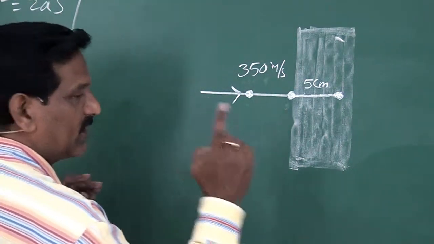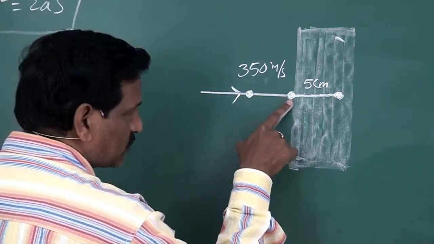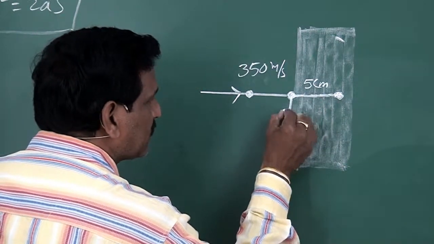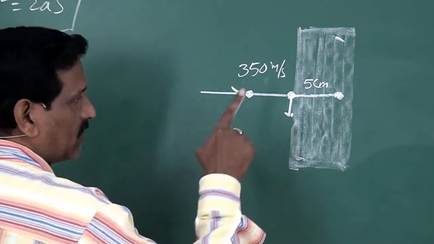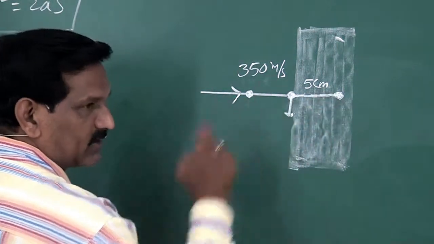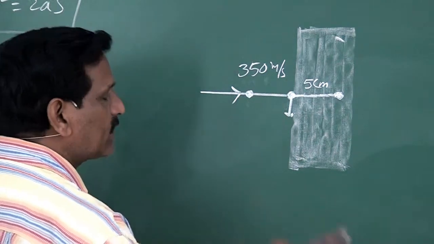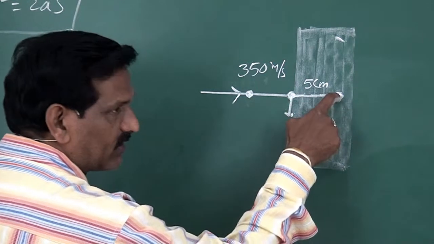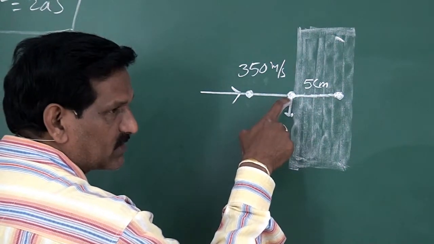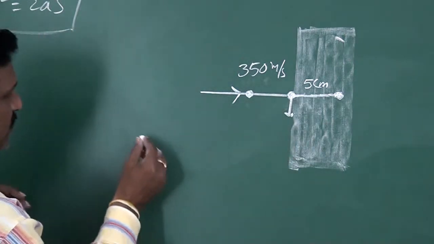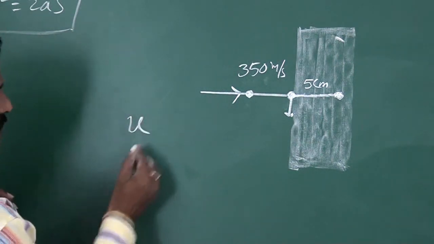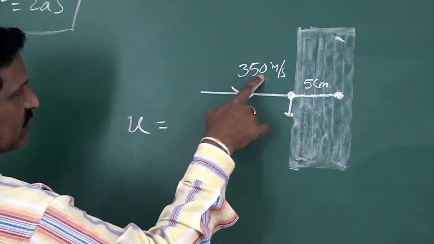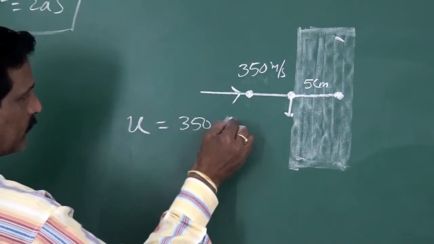That means here the bullet starts here and moves like this. So at this point, this is the initial point of the journey, because change takes place after this point. Which change? Velocity change. Hence this can be taken as the initial point and this can be taken as the final point of the journey. So velocity at the initial point is taken as initial velocity, written as u. So u is equal to the initial velocity of the bullet, which is 350 meter per second.